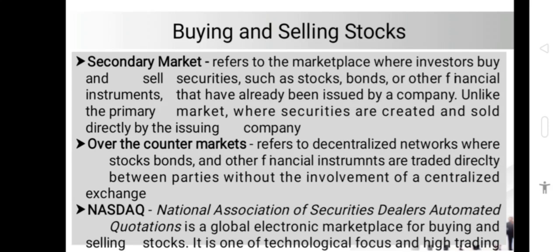Next is the NASDAQ, or National Association of Securities Dealers Automated Quotation. It is one of the world's largest and most prominent stock exchanges. Its primary purpose is to provide a digital marketplace for buying and selling securities such as stocks, bonds, and other financial instruments. Known for its focus on technology-driven companies, Nasdaq hosts many of the world's leading tech companies like Apple, Microsoft, and Amazon.